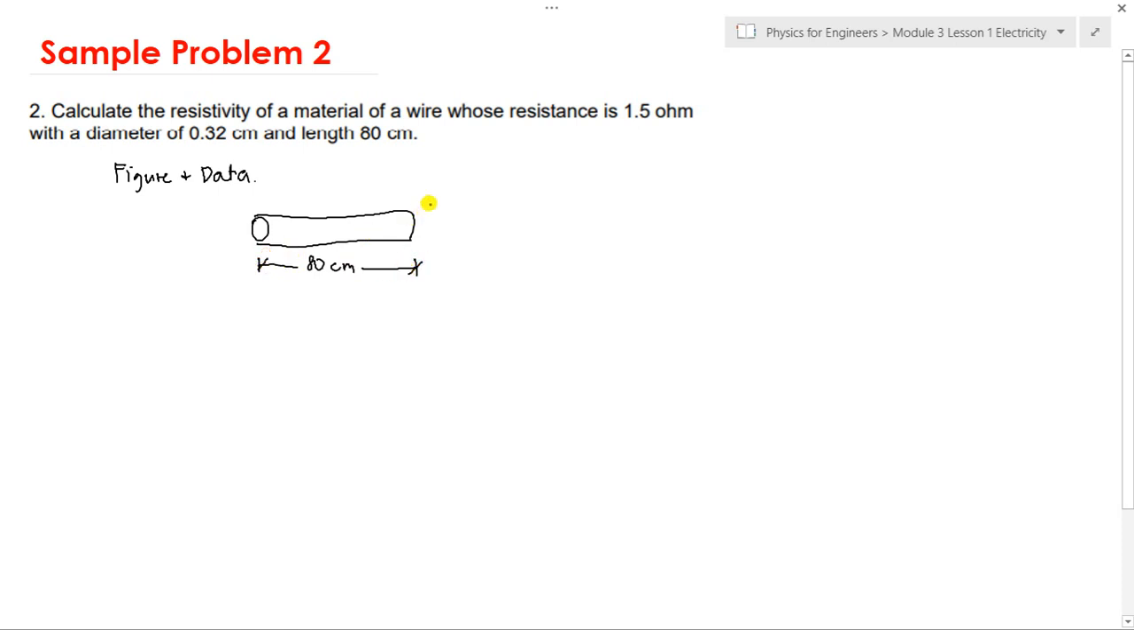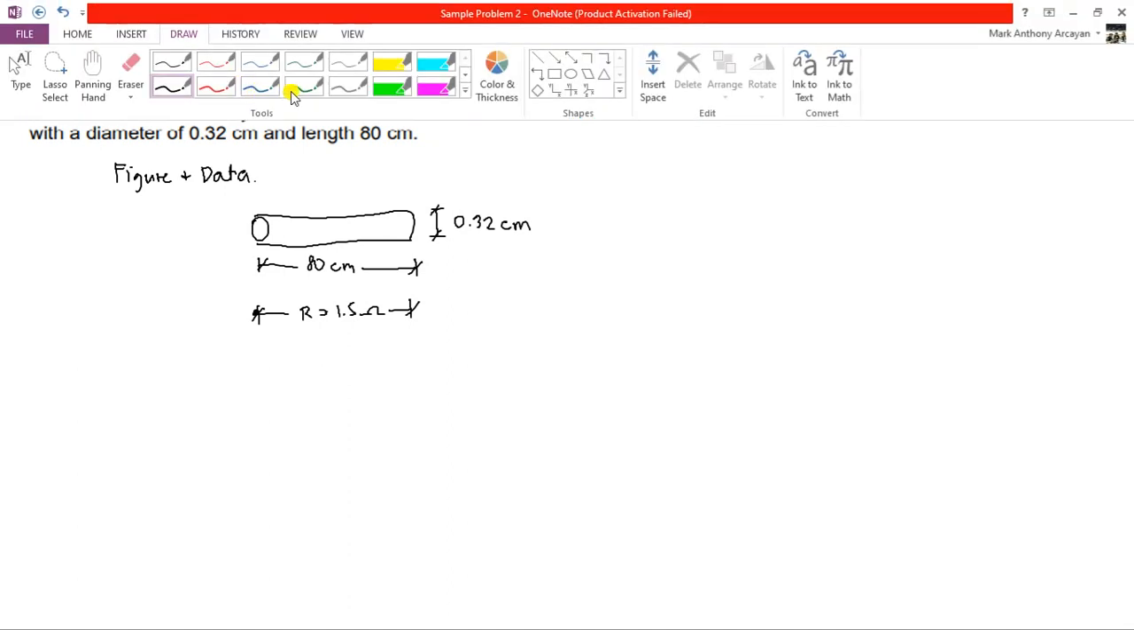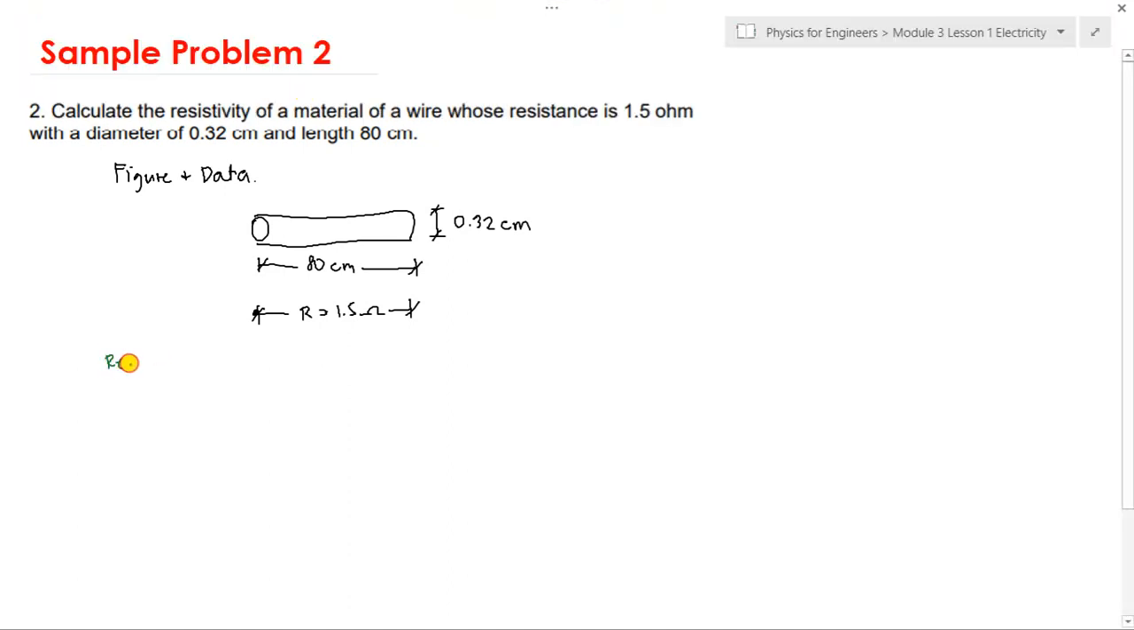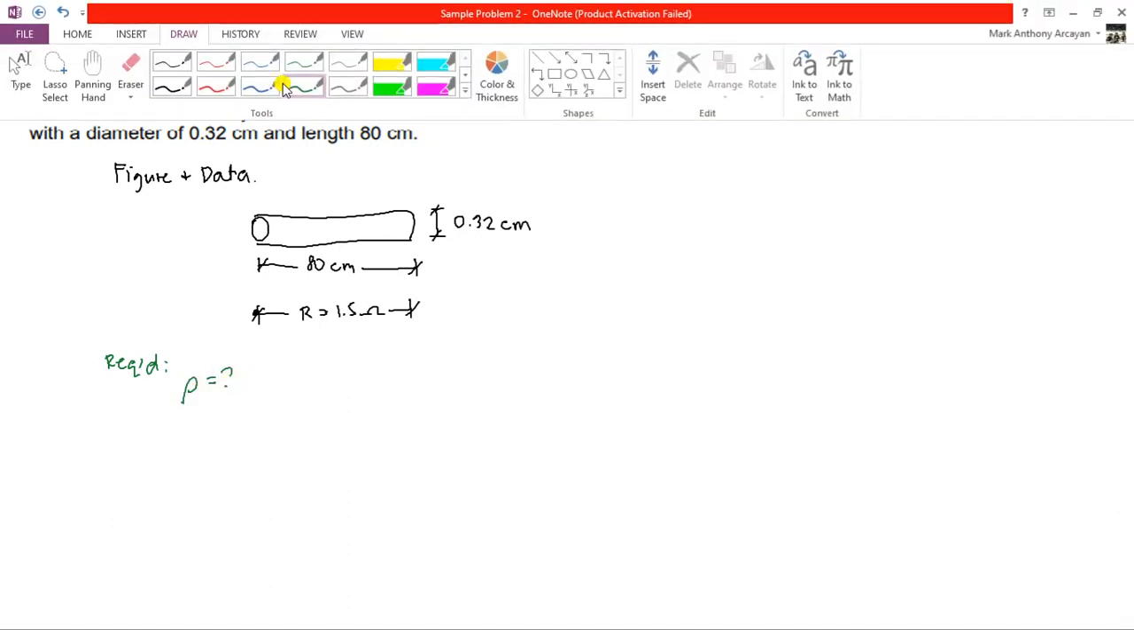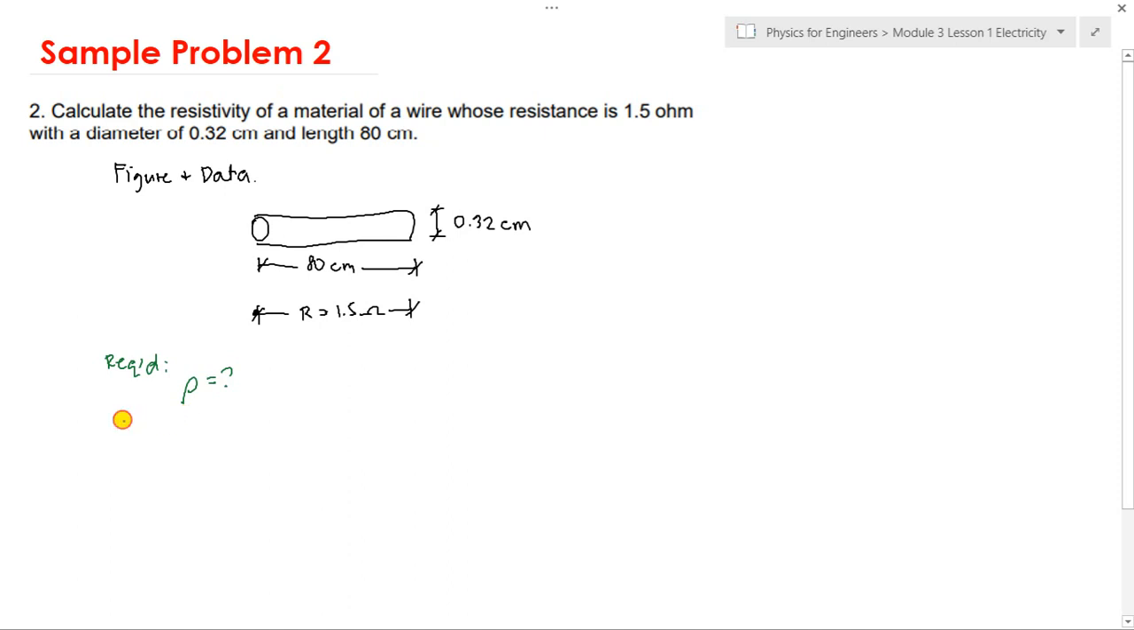Take note gid class sa dimension para di mo masayop. And then, it has a diameter of 0.32 centimeter. And the resistance here, so the value of R is equals to 1.5 omega or ohms. So required here, requirements, so we are required to solve for its resistivity, that is rho. Okay, ang rho may gipangita ni ini.